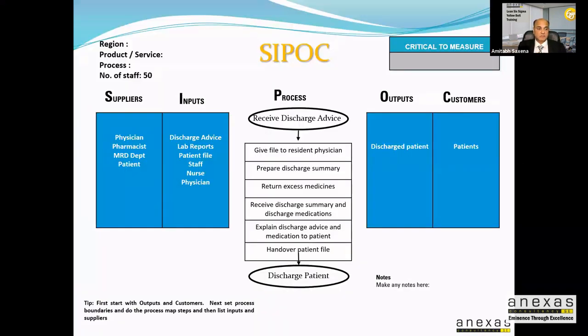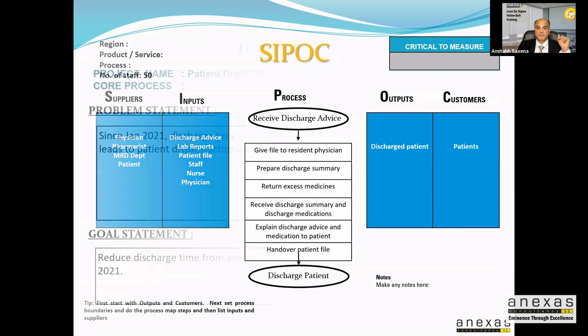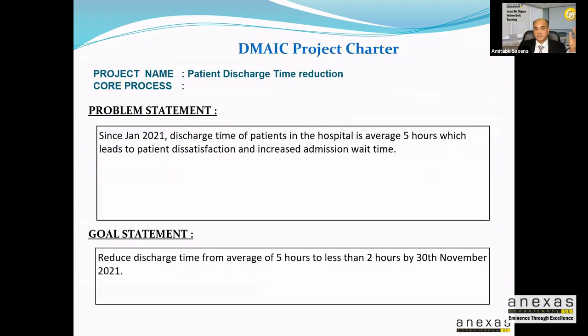So the discharge time process, just now I showed you. They want to reduce the discharge time. So first, the SIPOC is: what is the discharge process? Receive the discharge advice, give file to resident physician, prepare discharge summary, return excess medicines, receive discharge summary, etc. They have listed down what the inputs, outputs, and customers are. Output here is the discharged patient. We write a problem statement that the discharge time of a patient is 5 hours, which leads to patient dissatisfaction. And we would like to reduce this 5 hours to less than 2 hours.